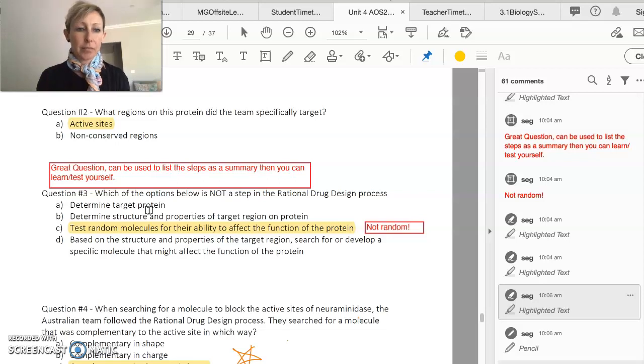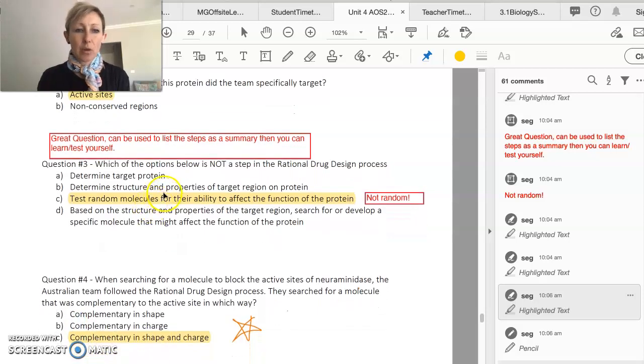Now, question three is an excellent question, because what it asks you to do is work out which of the following options is not a step in the rational drug design process. And by answering this question correctly, by selecting C, you can see that A, B, and D describe the process really nicely and succinctly. Okay, the reason that C here is not true is because there's nothing random about rational drug design. Okay, it's not a trial and error process.